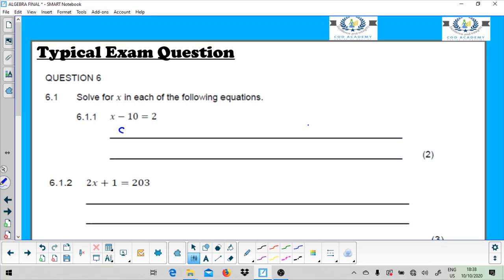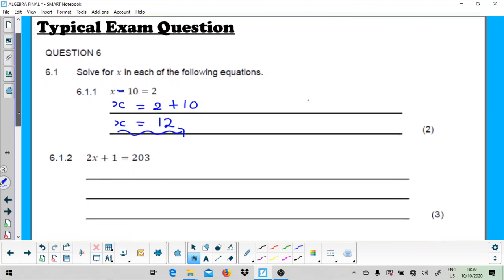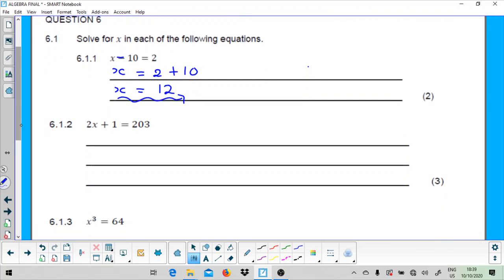So the thing is already happening here. I'm going to take 10 to the other side. It was negative 10 this side, but when I take it to this side, it will be plus 10. So it means you leave x on its own on the other side. 2 plus 10 will give us 12. So that right there is your answer for 6.1.1. This one was one of the examination questions that was asked in one of the previous years.